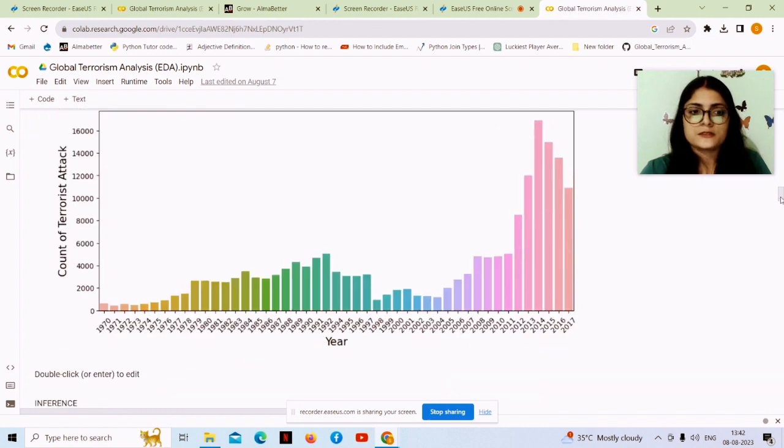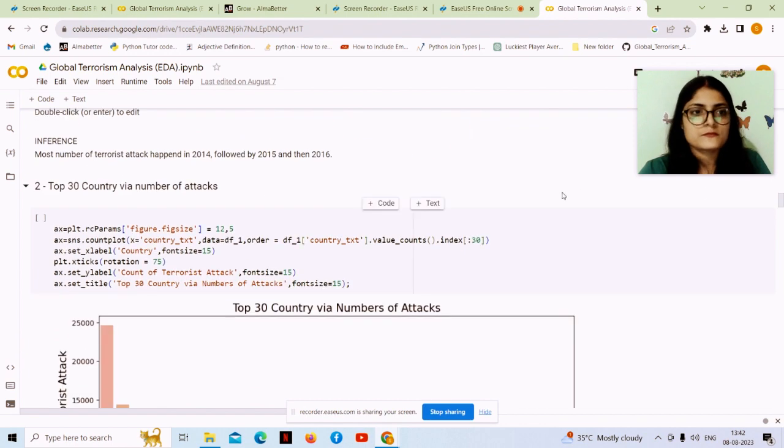In this graph we can see that in 2014 the most terrorist attacks happened, followed by 2015 and then 2016. I have given the conclusion that the most terrorist attacks happened in 2014, followed by 2015 and then 2016. Second is about the top 30 countries by number of attacks.